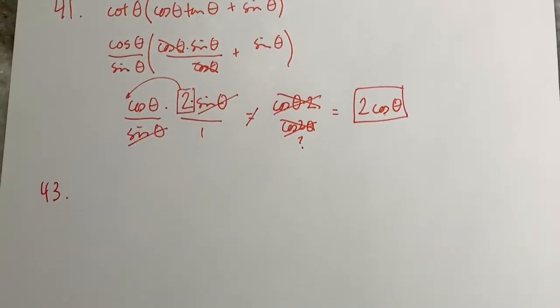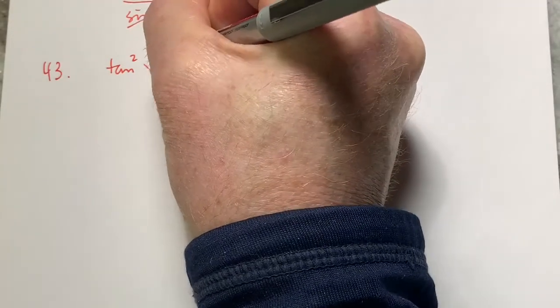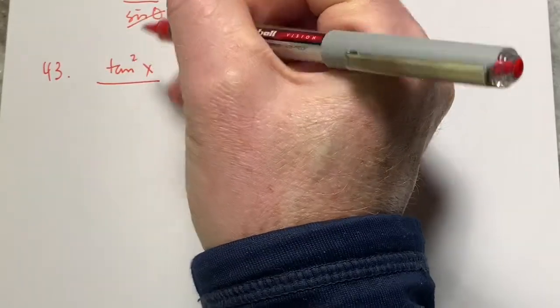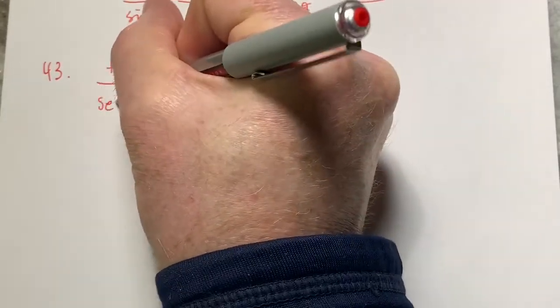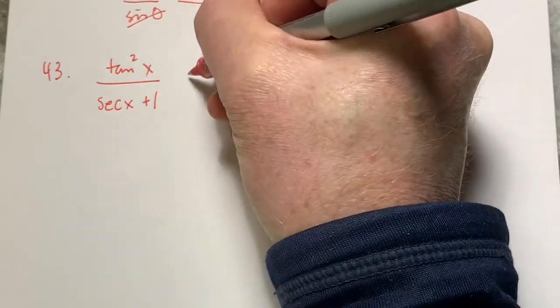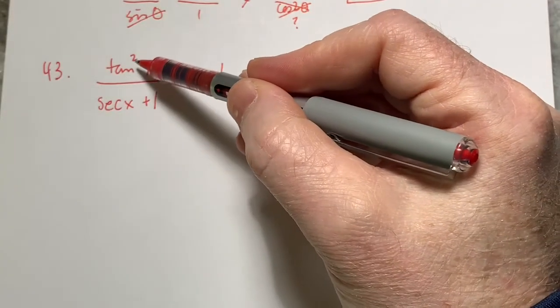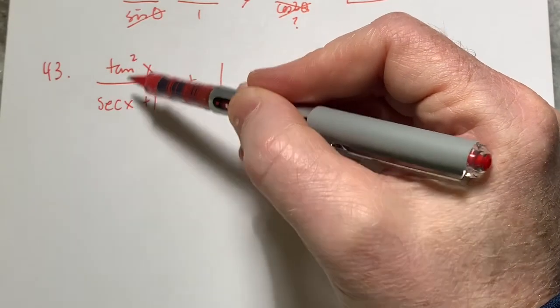43. All right, so 43 says tangent squared x over secant x plus 1. Now, I'm going to show you 2 ways to do this. I'm hoping that one of them sticks in your head and you go, oh, sounds good. The thing that jumped out at me, which may or may not jump out at you this early in the game, but hopefully will eventually, is I know a Pythagorean identity that actually has a tangent squared in it and a secant squared in it.